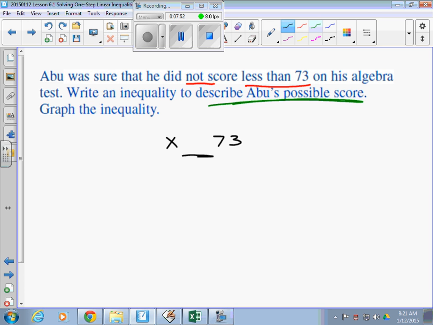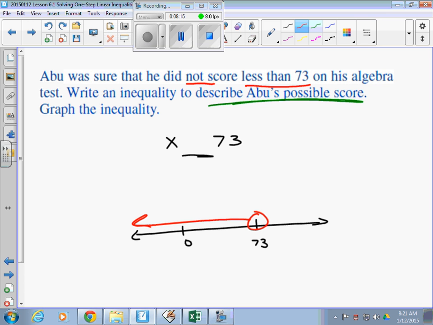Okay, so think about the numbers that are in play. This is one of those instances where you're actually going to draw the number line. But think about where you are. It says that he didn't score less than 73. So he didn't do this. That's not the graph of what's going on. He didn't score less than 73.